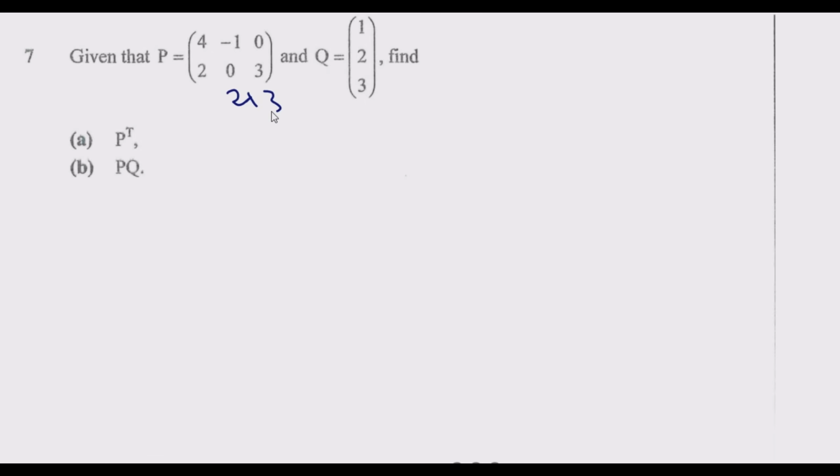Find P transpose. So this is the P transpose. Then find P multiplied by Q. That's what we are required to do. So let us start with A. For A, we're just finding the transpose.